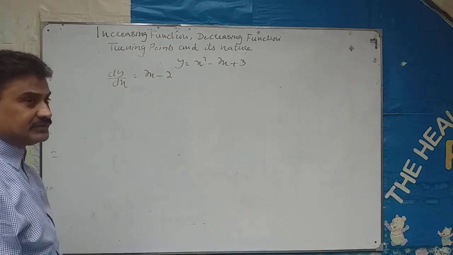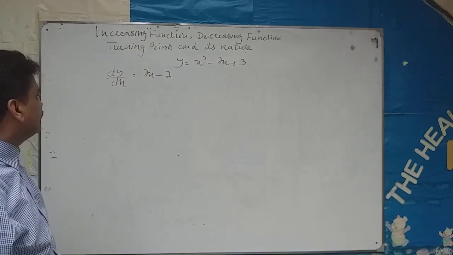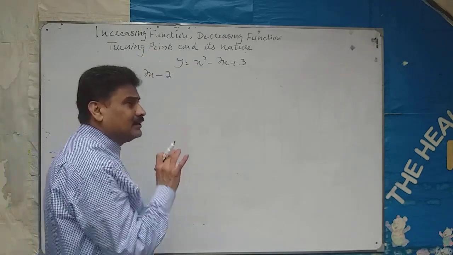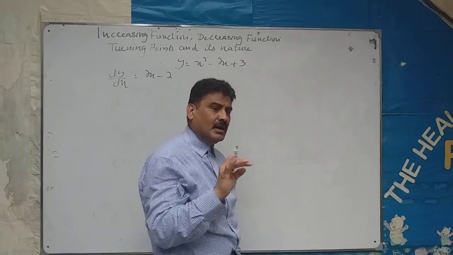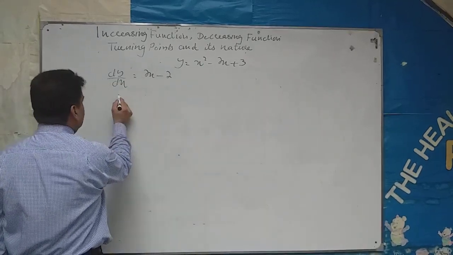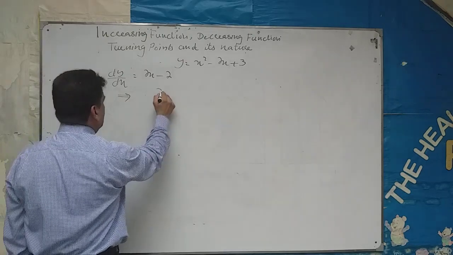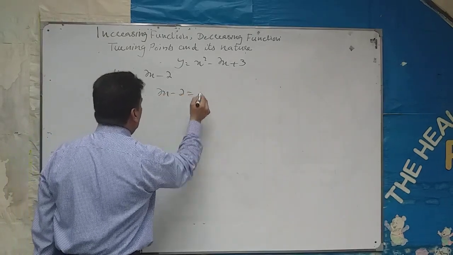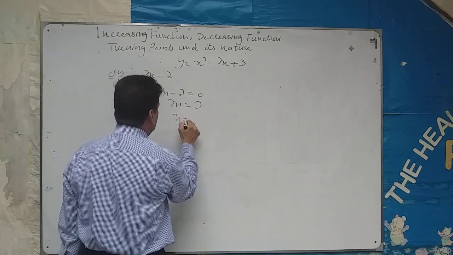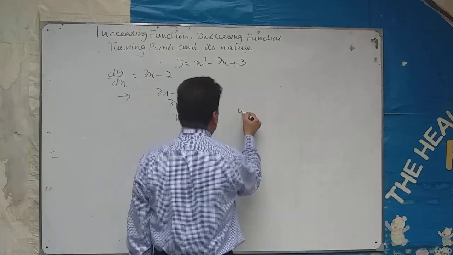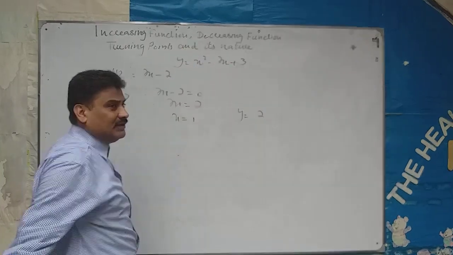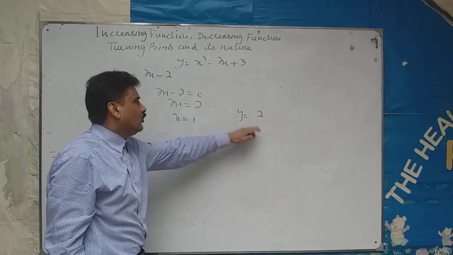We put the first order derivative dy by dx equal to 0 to find the turning point. Turning points are the points where, when we draw a tangent, the tangent becomes parallel to the x-axis. This implies 2x minus 2 is equal to 0. We get 2x equal to 2, so x equal to 1. When x equal to 1, y becomes 2 from this equation. We replace x equal to 1 in this equation to find the y coordinate.